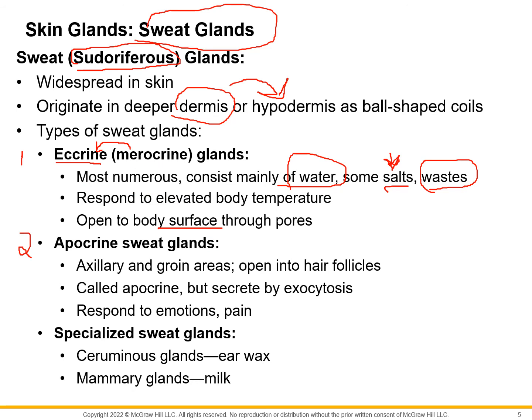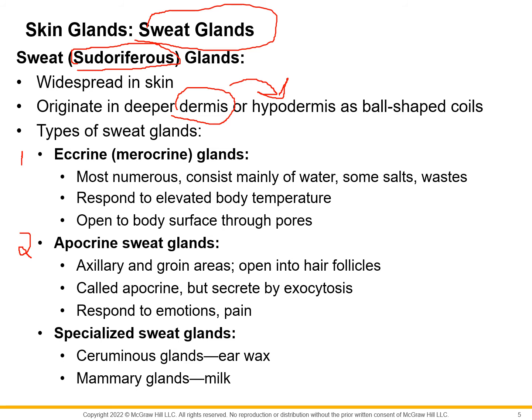So eccrine or merocrine sweat glands, I'm going to try and erase some of this stuff. Merocrine or eccrine sweat glands are associated with regulating body temperature. They are going to be throughout the body, and they're active from the time you're born until the time you die. It might vary a little bit, but they're active that whole time. Apocrine sweat glands, they're going to be active during puberty, and then from then on.